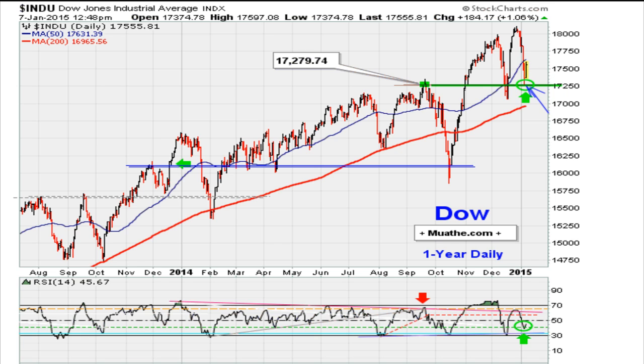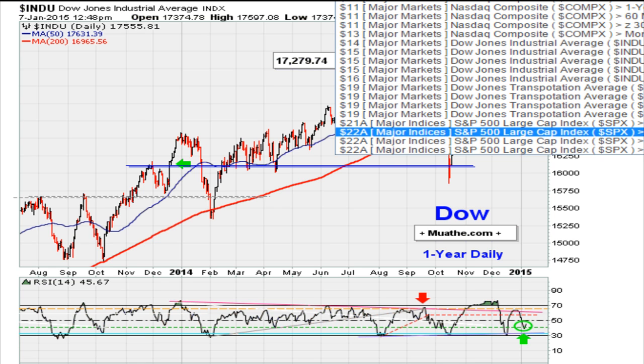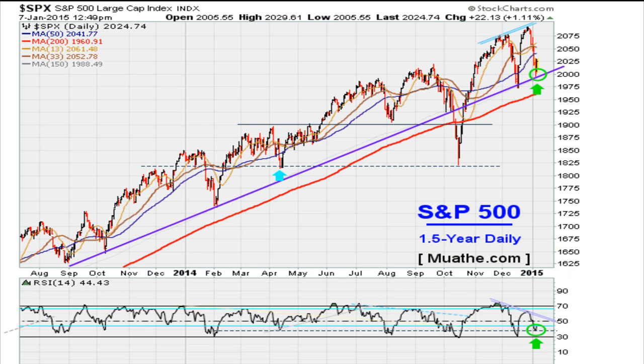So the indication here is that the market could move above the 50-day moving average and start pushing higher. Is it going to go to new highs? I don't know. Of course, we'll have to see. And then we take a look at the S&P 500 daily. Same thing. This is the last line of defense on the S&P 500.